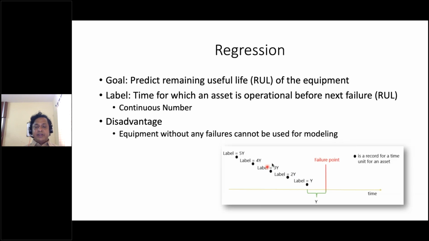Next is regression. Regression is about a continuous number, tomorrow's temperature, 42 degrees centigrade or 43 degrees centigrade. So here, if the equipment is going to fail on this particular day, on this day we are going to say it's 1 day to fail. On this day we are going to say 2 days to fail. On this day we are going to say 3 days to fail. On this day we are going to say 5 days to fail. So what the model is going to predict is how many days are left, how many days of useful life are left for that equipment.